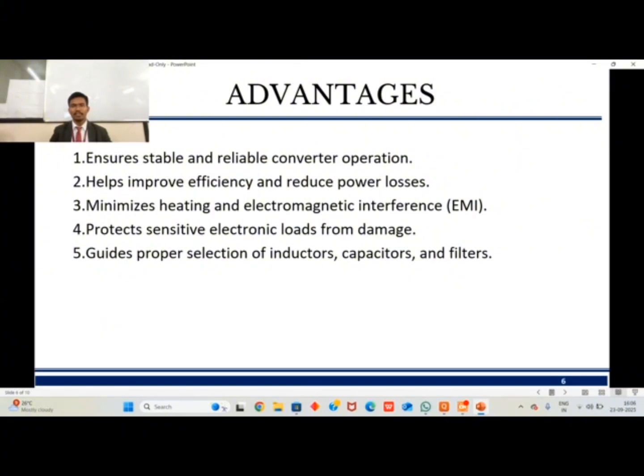Next slide is presented by Dhiraj Sagar. Advantages. First is ensure stable and reliable converter operation.